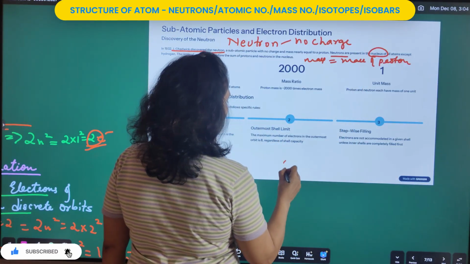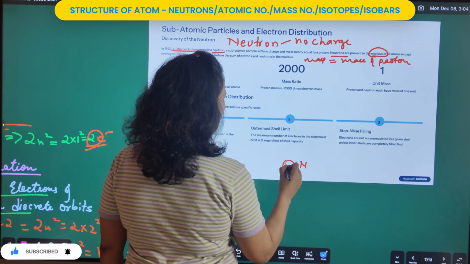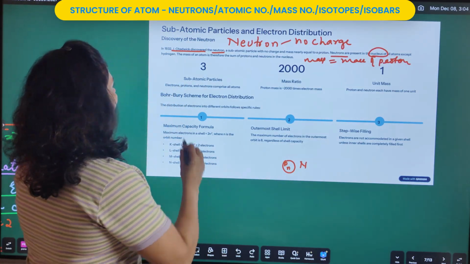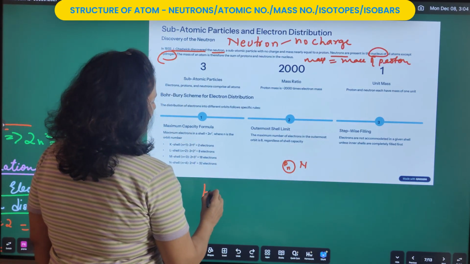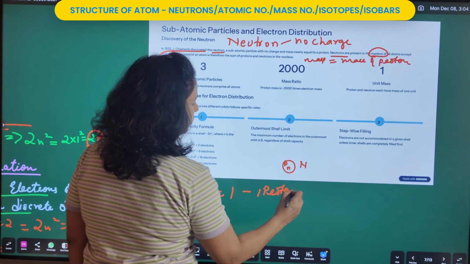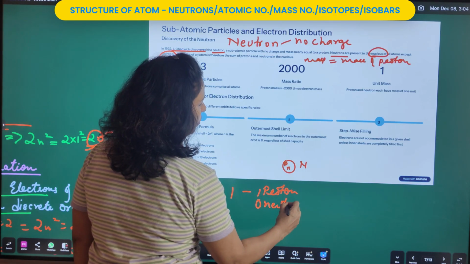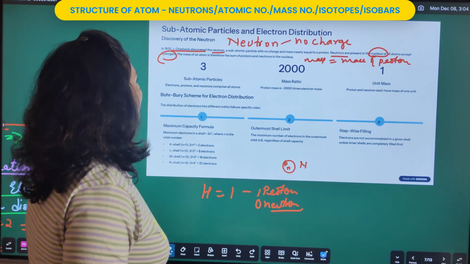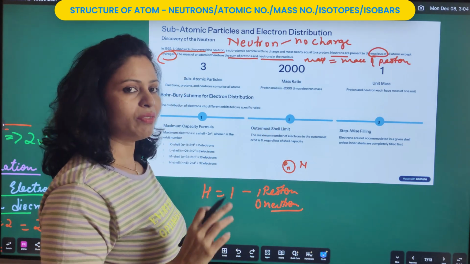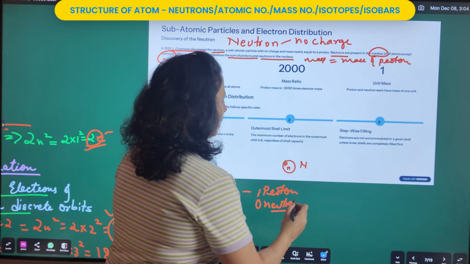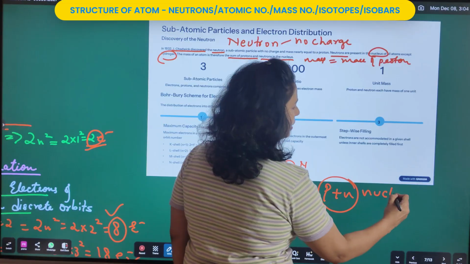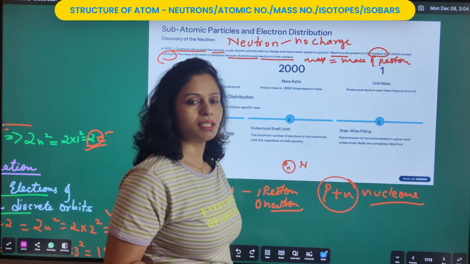Protons and neutrons are present inside the nucleus, except in the hydrogen atom. Because the hydrogen atom's atomic number is 1, it has only one proton and 0 neutrons. The mass of an atom is therefore the sum of protons and neutrons in the nucleus. That's why protons and neutrons are also called nucleons, because they are present inside the nucleus.